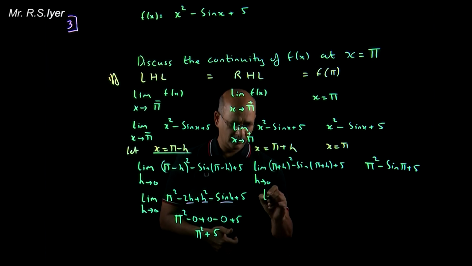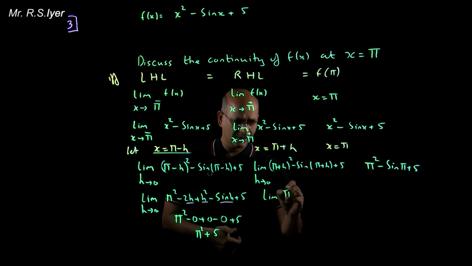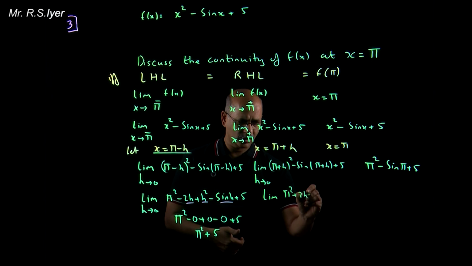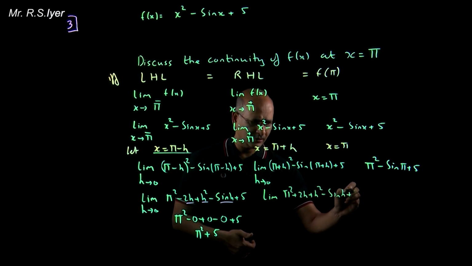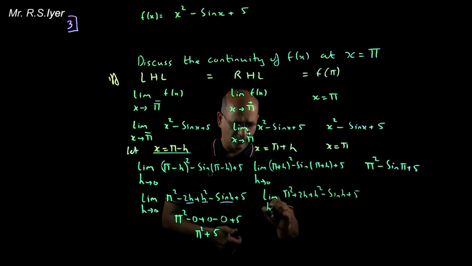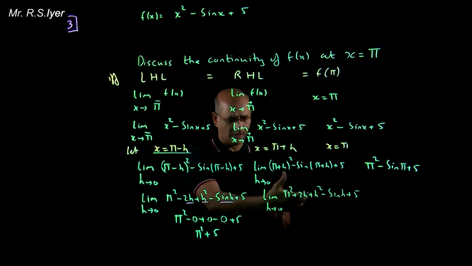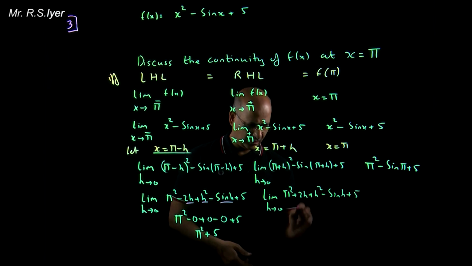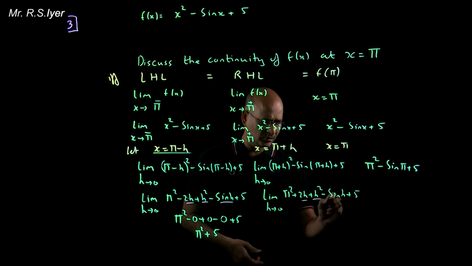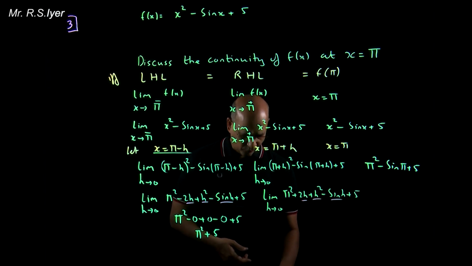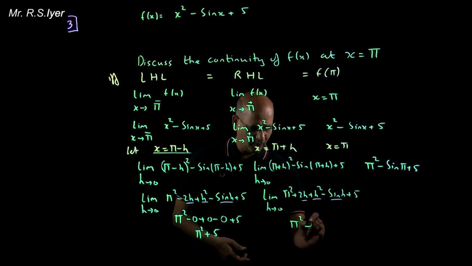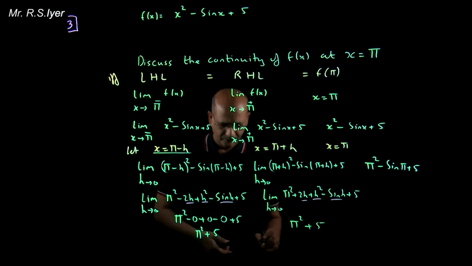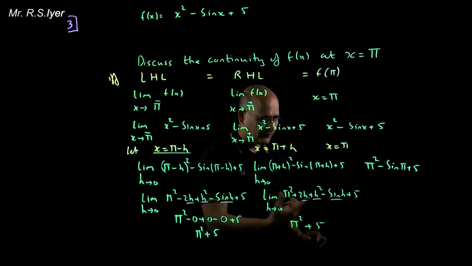Now look at this point, the limit of this will become pi square plus 2h plus h square minus sine h plus 5 as h approaches 0. Once you are done, h tends to 0, and sin 180 is also 0. So finally, if I take the limit, the answer will be pi square plus 5.